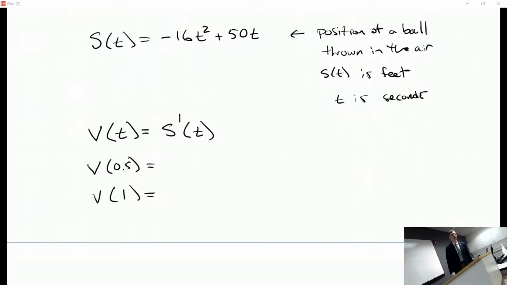So I'll explain how I know that it's going to hit the ground before 3 seconds in a minute. But for now, let's go ahead and get the derivative of the position. You can do this. This is not hard. So the derivative of position is velocity. Go ahead and compute that.